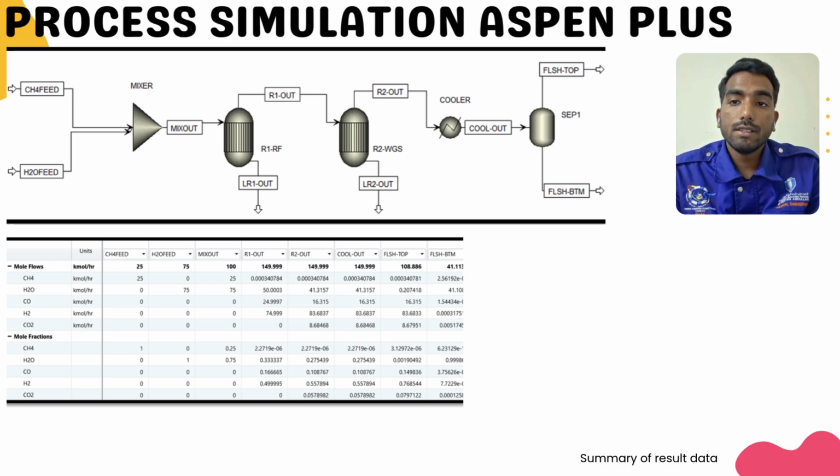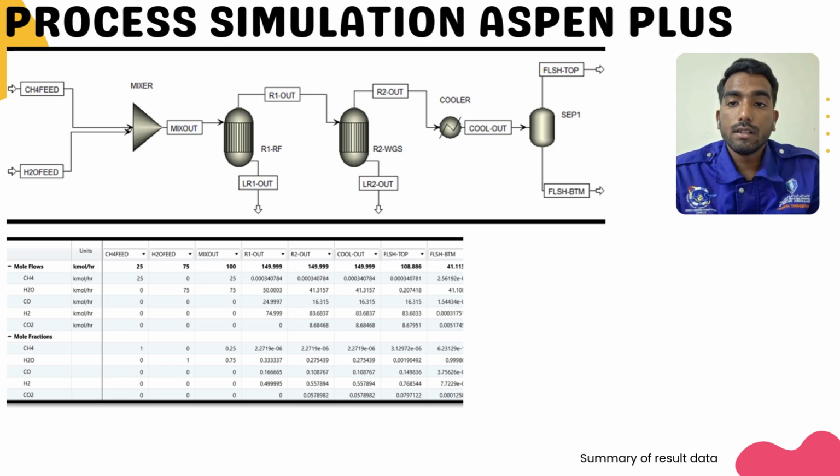After that, the gas is cooled and sent to the flash separator. The vapor outlet at the top contains hydrogen, while the liquid outlet at the bottom contains mainly water and some dissolved CO2. So now, looking at my experiment result, at the mixer outlet, the feed contains 25 kmol per hour of CH4 and 75 kmol per hour of H2O.